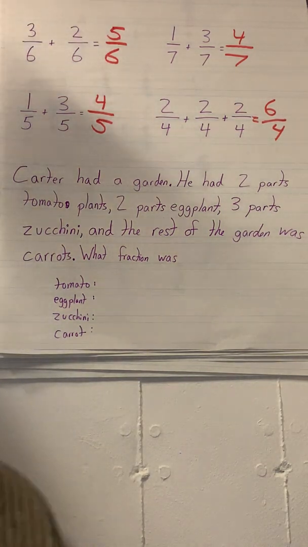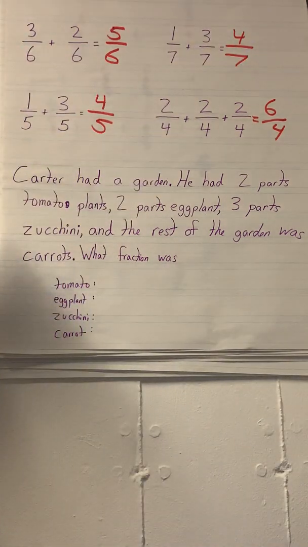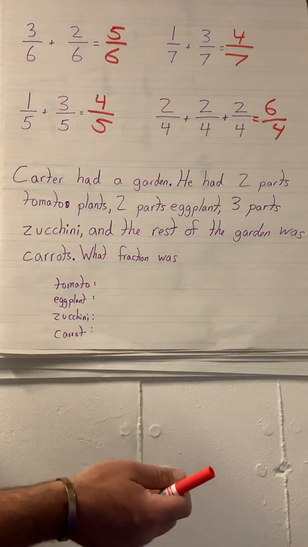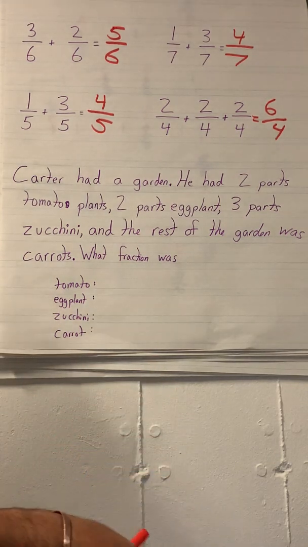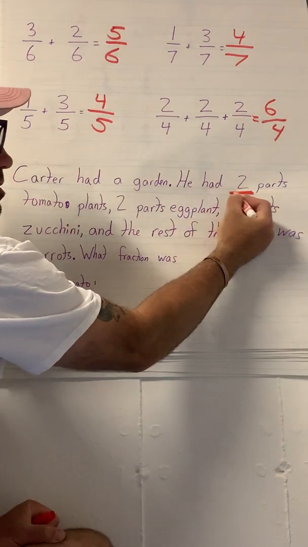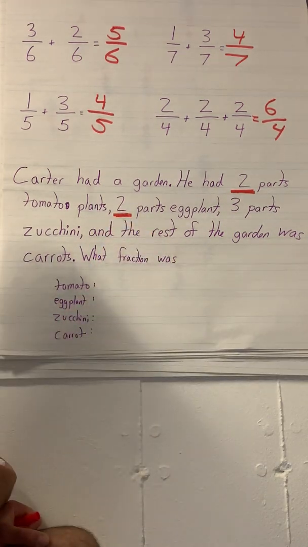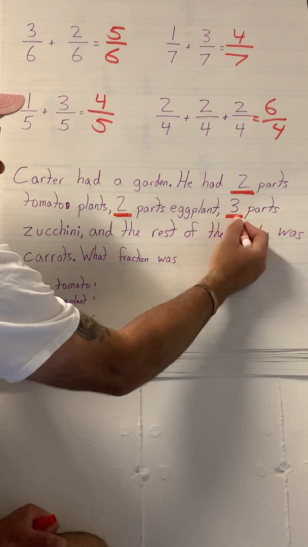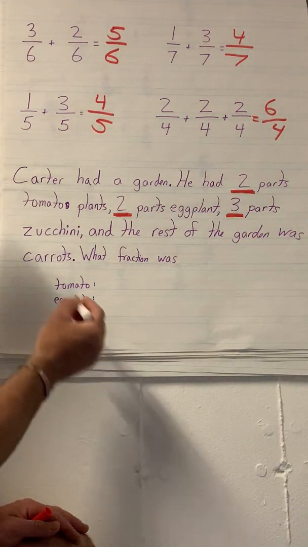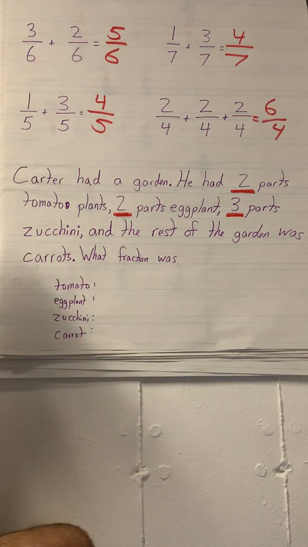And now this next one is, there's a couple questions on today, and it's like extra information, or what information would you need, okay? So check this out. Carter had a garden. He had 2 parts tomatoes, 2 parts eggplant, 3 parts zucchini, and the rest of the garden was carrots. What fraction was tomatoes, eggplant, zucchinis, and carrots?